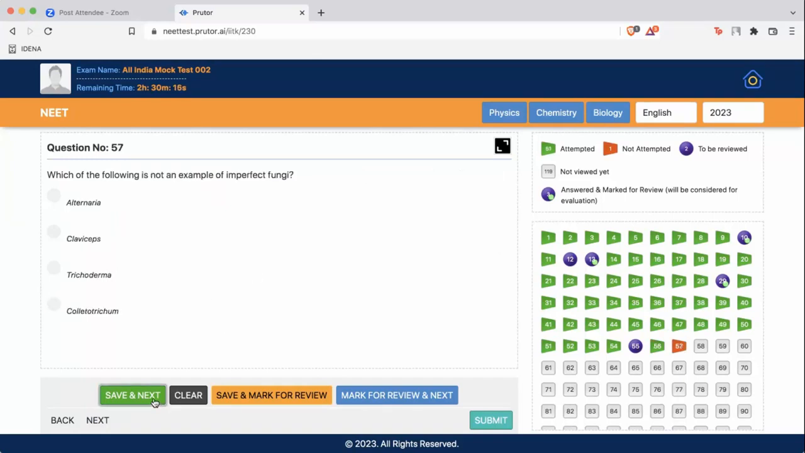Which of the following examples is not? Okay, imperfect fungi, Deuteromycetes. So examples are Alternaria, Trichoderma. Wait, no, Claviceps. Colletotrichum. Okay, Colletotrichum, Trichoderma, and Alternaria are Deuteromycetes. Claviceps is not an example of Deuteromycetes. I think that is it.